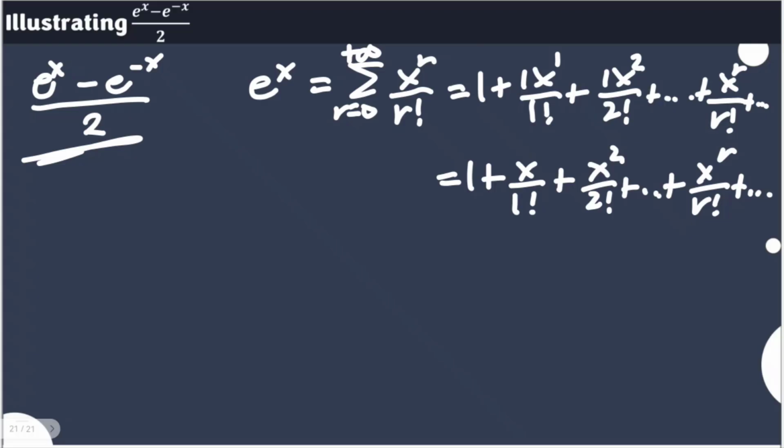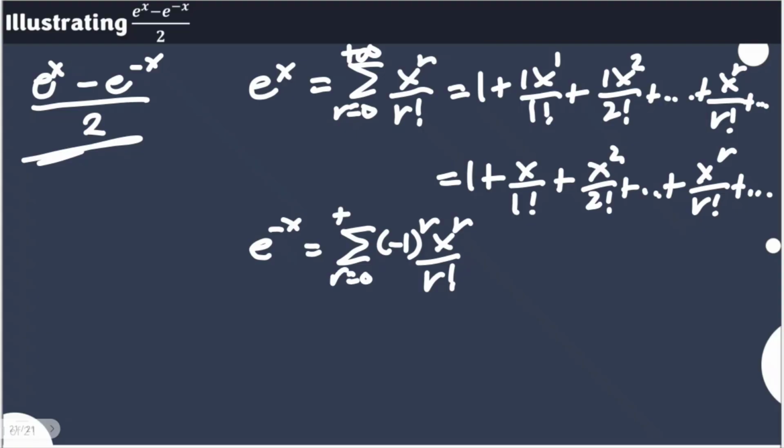Now, let's talk about e to the power of negative x. We also had a discussion of this in one of the previous videos in this playlist. Please try to browse our playlist and look for that. But I'm going to give you the rough solution here. This is equal to the summation of negative 1 raised to the r, x to the power of r over r factorial, as r goes from 0 to positive infinity. When expanded, it is equal to 1.